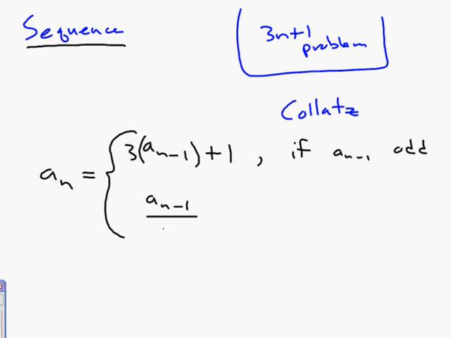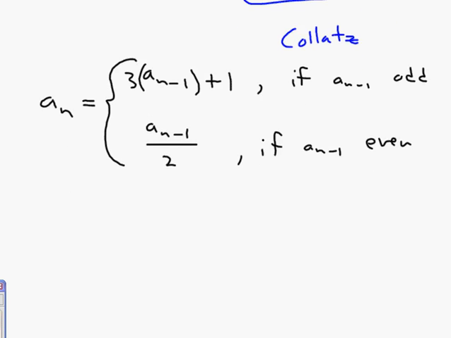Now, what else could happen? It could be the case that that term is even. So if it's even, we divide it by 2. And the way to start off one of these sequences is to pick a number to start with and then just apply the rule and see what happens. So let's pick a starting number of maybe 11. We'll start with 11.